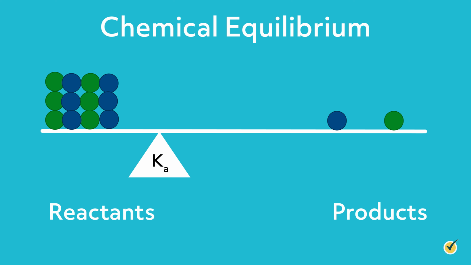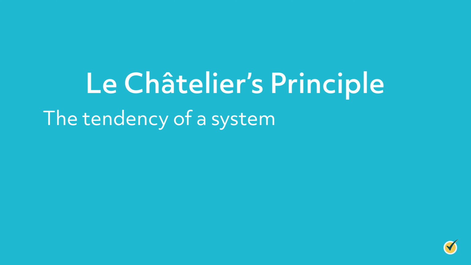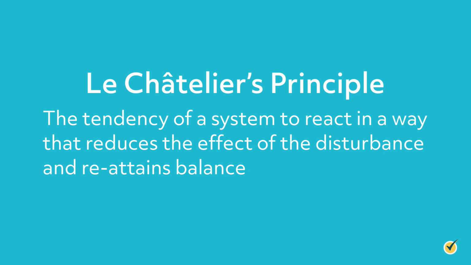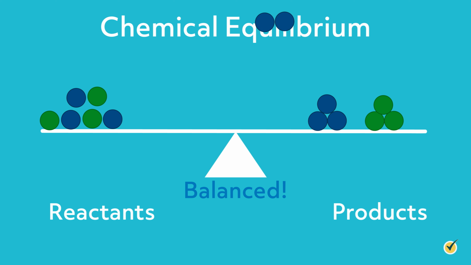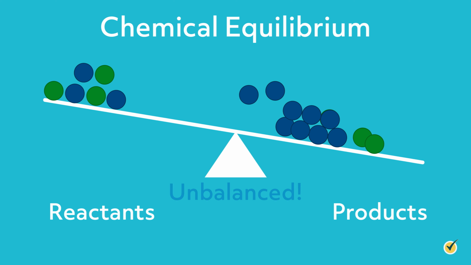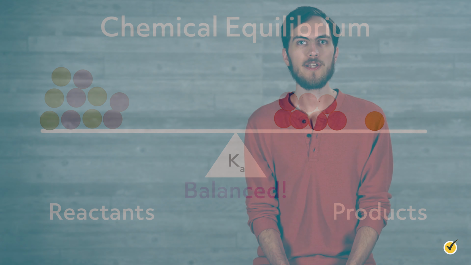When an external force disturbs the dynamic equilibrium, Le Chatelier's principle describes the tendency of a system to react in a way that reduces the effect of the disturbance and re-attains balance. So let's say we have a system at equilibrium and we add more product. Our system is no longer balanced, and to correct this, some product is converted back to reactant. Remember, the position of the balance point can't change because it is defined by the equilibrium constant, which is defined by the temperature and energetics of the specific chemical reaction, neither of which have changed. We have essentially just described the common ion effect in general terms.